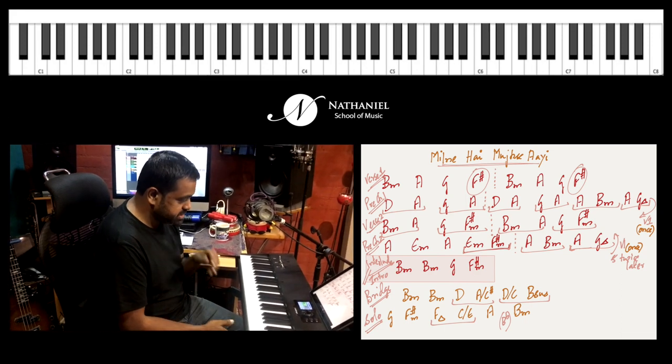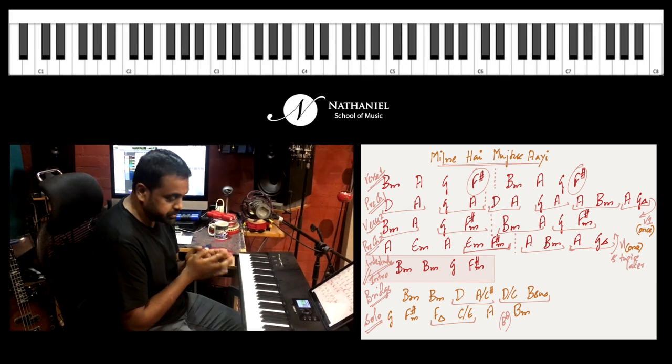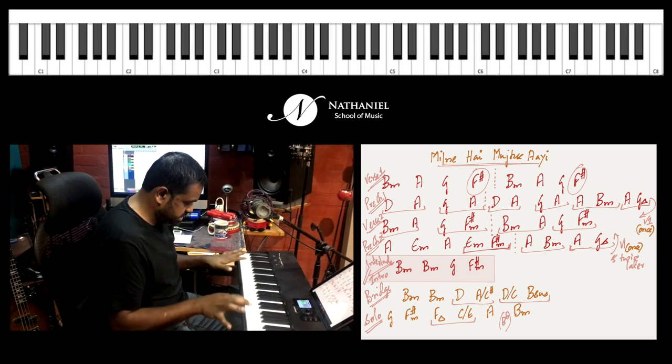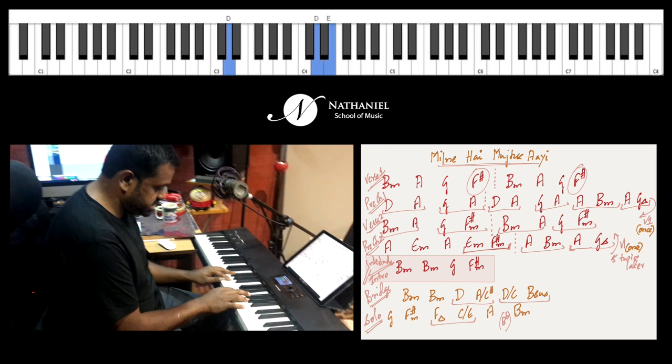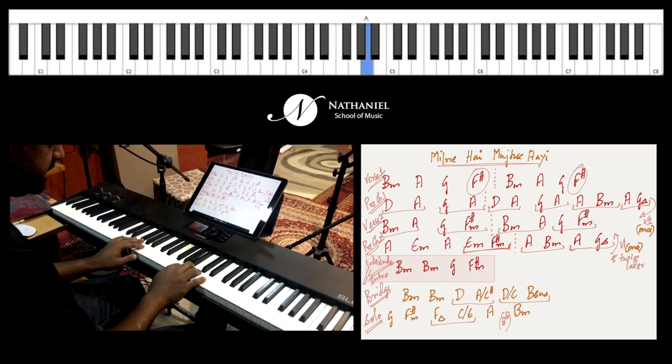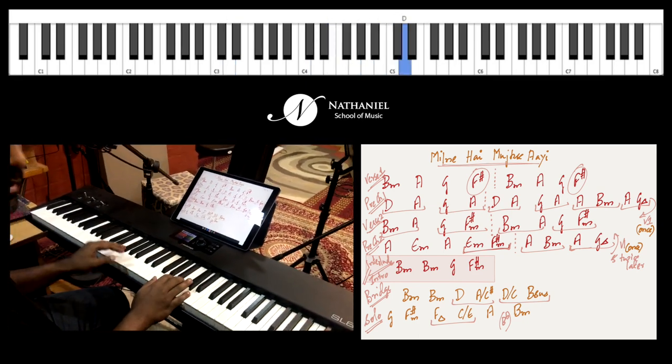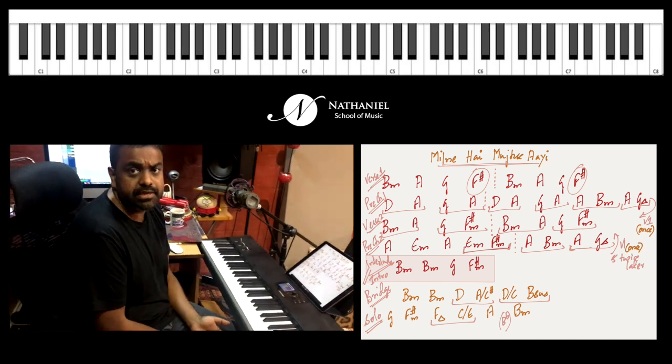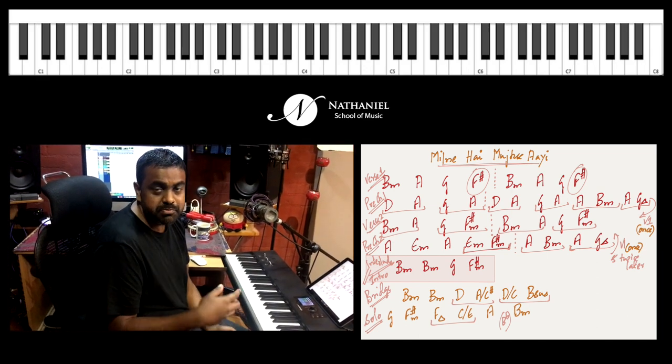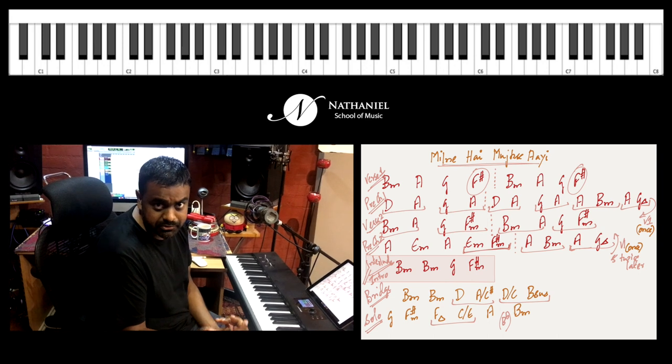So basically, it's on the key of D major, which has two sharps. So let's just go through that. D major: D, E, F sharp, G, A, B, C sharp, D. Now, it also feels like it's on B minor, because B minor is the relative minor of D major.